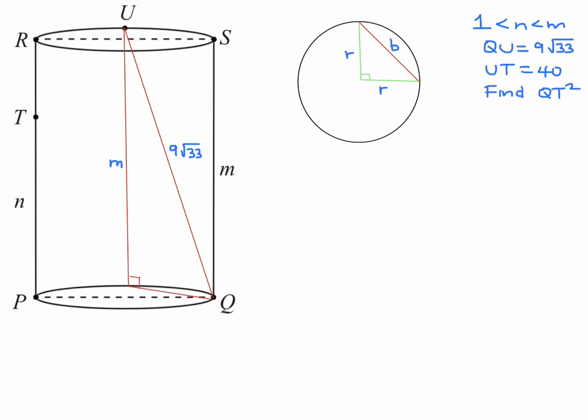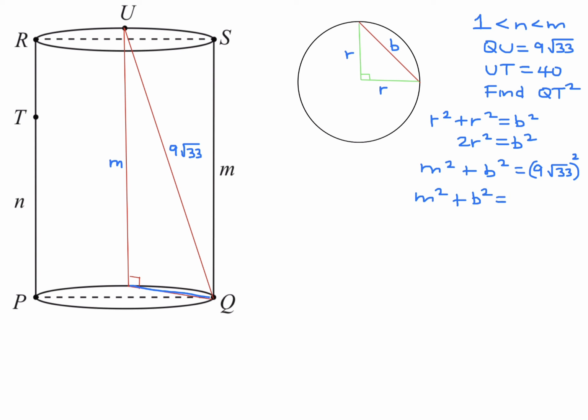Okay, so from that first Pythagorean relationship, r squared plus r squared is equal to b squared. So that means 2r squared is equal to b squared. And then from this Pythagorean relationship over here, that one gives me that m squared plus this, which is b squared, is equal to 9 root 33 all squared. Okay, so that means m squared plus b squared is equal to 81 times 33.